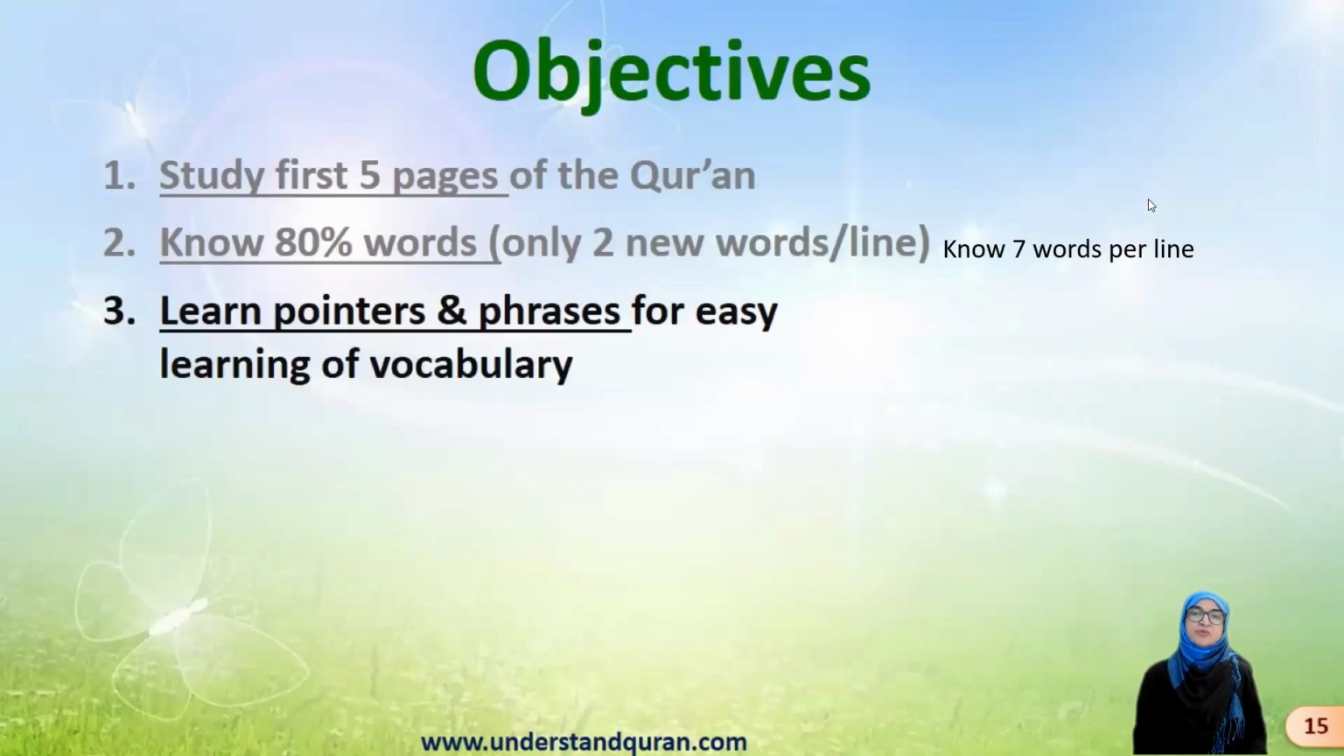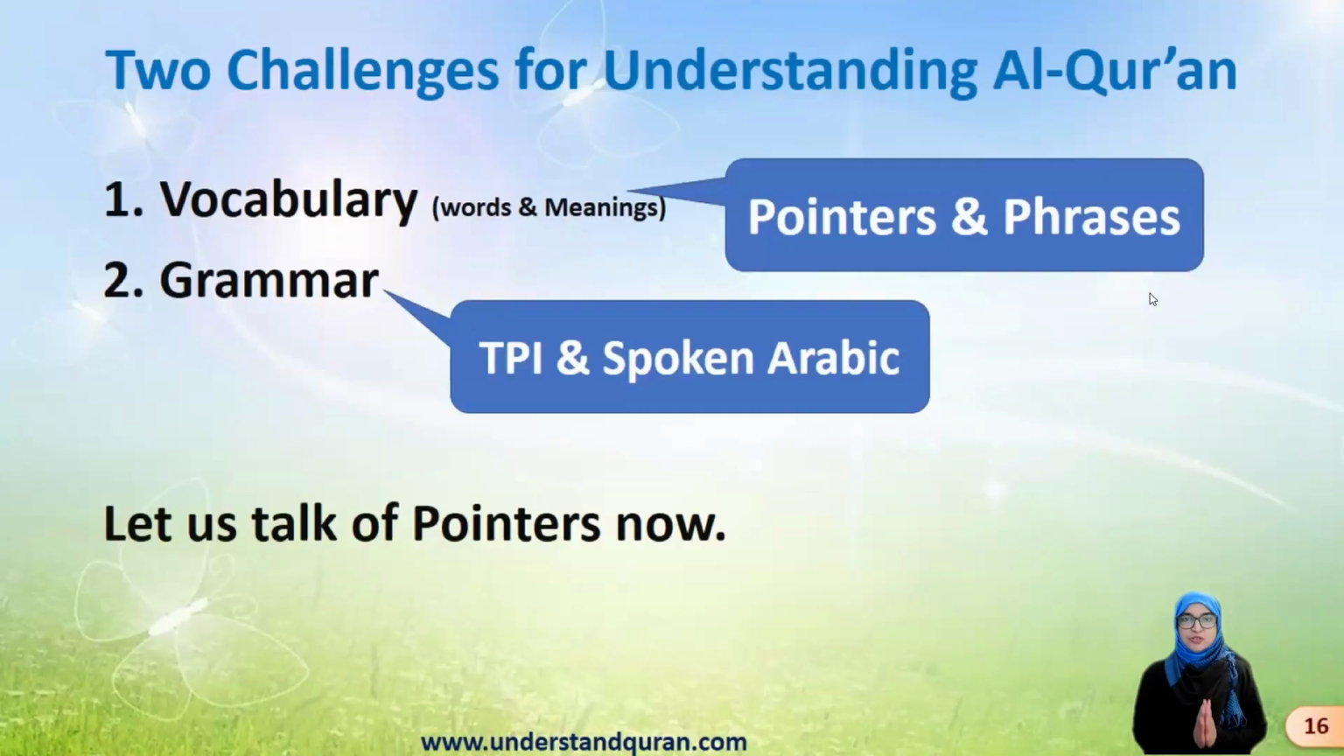The third objective is we will learn pointers and phrases for easy learning of vocabulary. Now I'll explain what a pointer and a phrase are. First of all, the 2 main challenges all of us face in understanding the Quran are the vocabulary words, we don't know the meaning of words, and then even if we know the meaning of the words, we cannot connect them to understand the meaning of the whole sentence. When you read the Quran, you'll say, oh, I know this meaning, I know this meaning. But if I ask you the meaning of the whole sentence, you don't know. You just know some words here and there, but you cannot connect them.